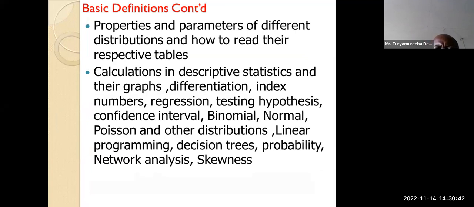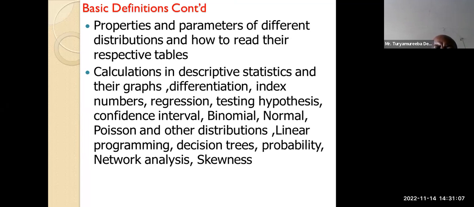Properties and parameters of different distributions and how to read their respective tables. I mentioned it earlier. One of the challenges students get is reading the tables. And if you get a wrong value from the table, if that number has a relationship with another question, it means you can fail from part 1 up to the last one.